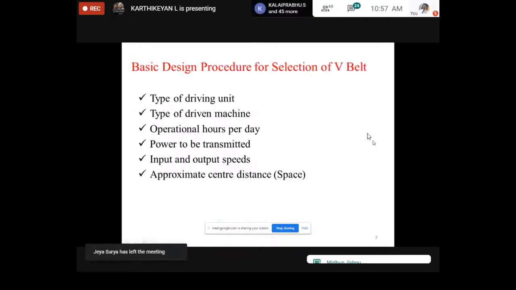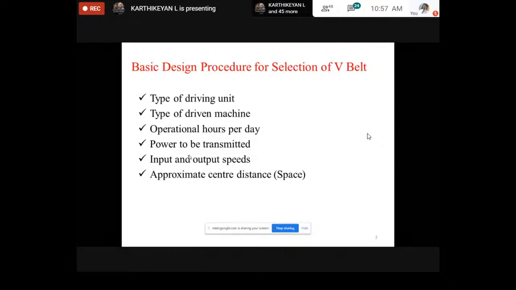So come to basic design procedure for selection of V-belt. In practice, the designer has to select V-belt from the catalog of the manufacturer. The following factors are considered. The one is type of driving unit. This is the major factor required for designing the V-belt. And the type of driven machine, the specific application we are going to implement the drive.